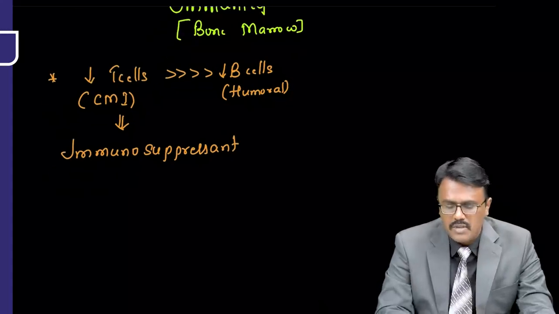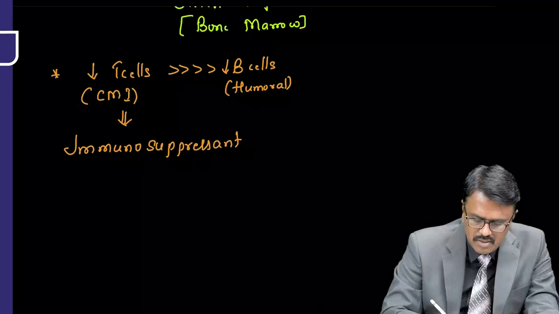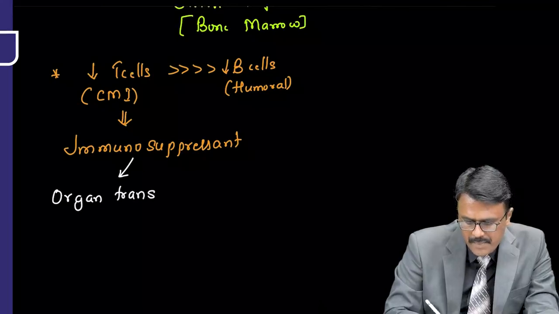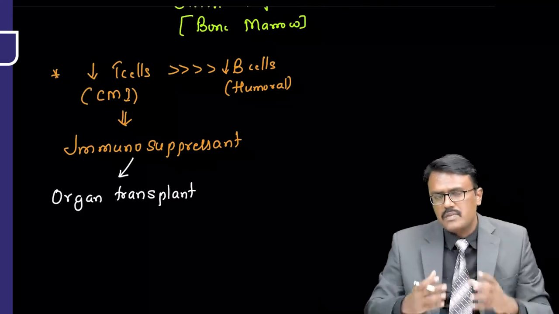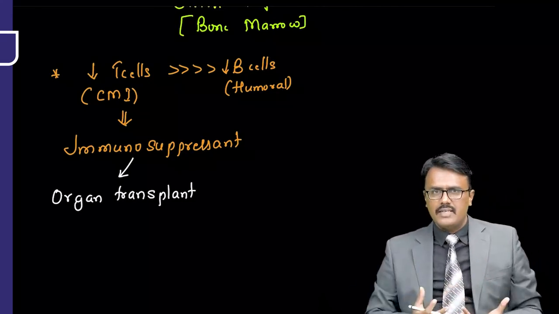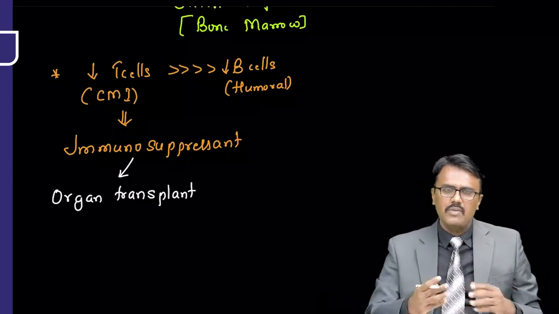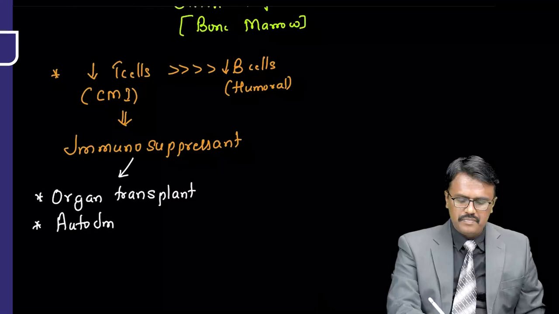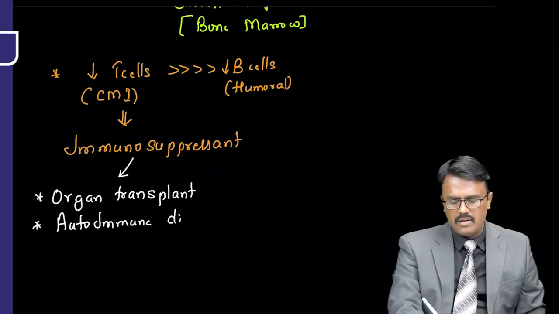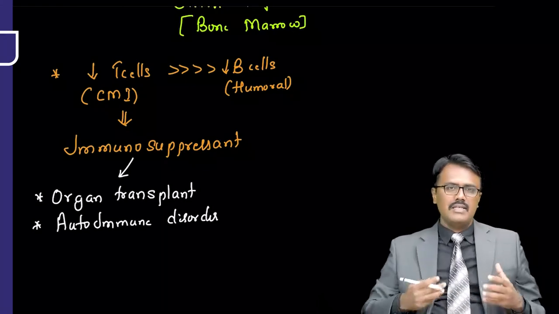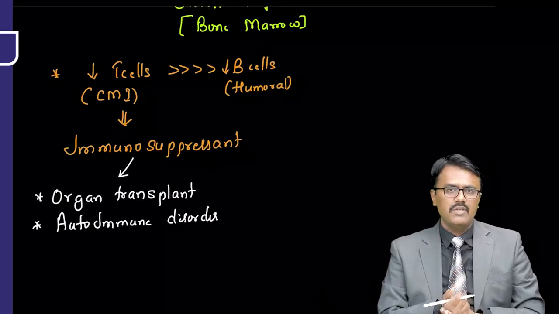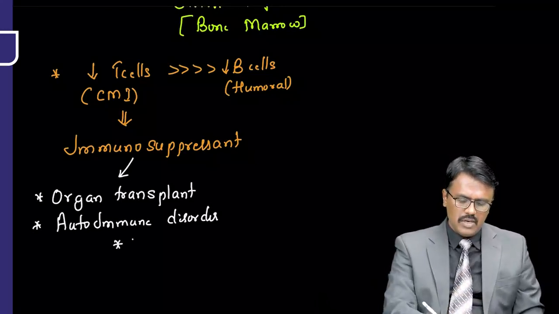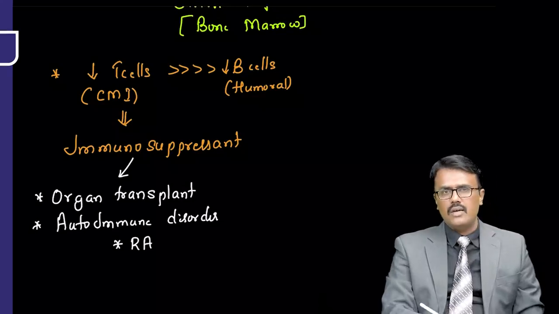Now where do you want to suppress the immunity? Two important places: when you are doing organ transplant. The problem is, when you transplant somebody's organ, our immunity will not accept that. It will try to reject it. So that time you have to suppress. Second, if you are dealing with an autoimmune disorder. Now what is an autoimmune disorder? It's a condition where our own immunity is targeting our own cells. Example is rheumatoid arthritis. So we have to suppress immunity there.